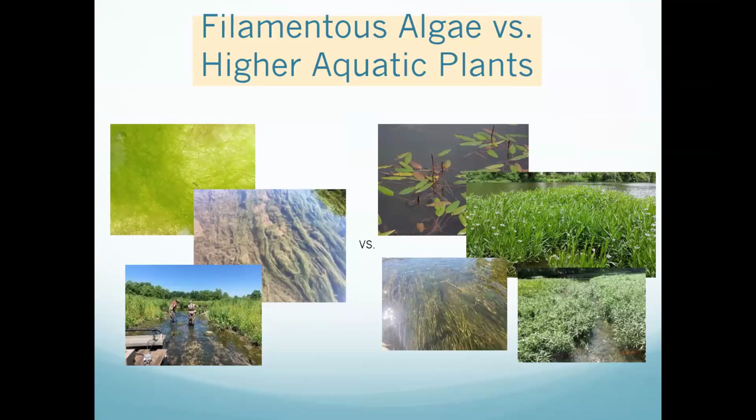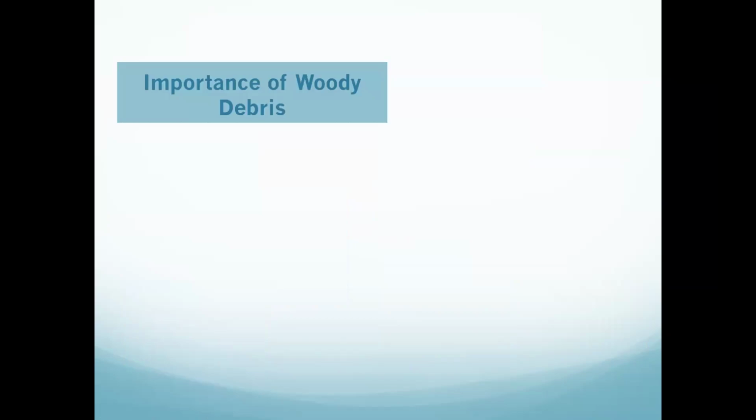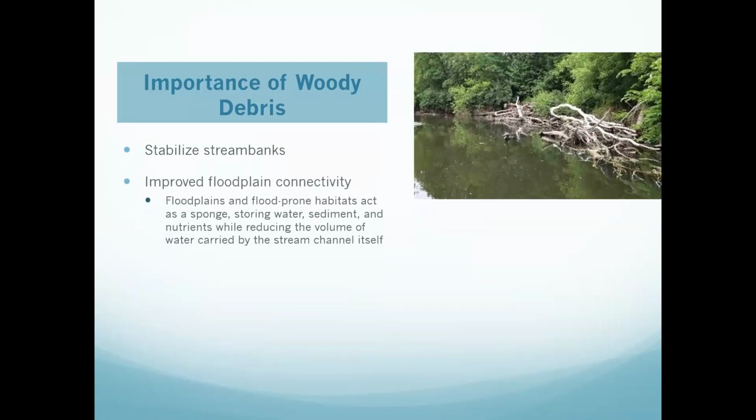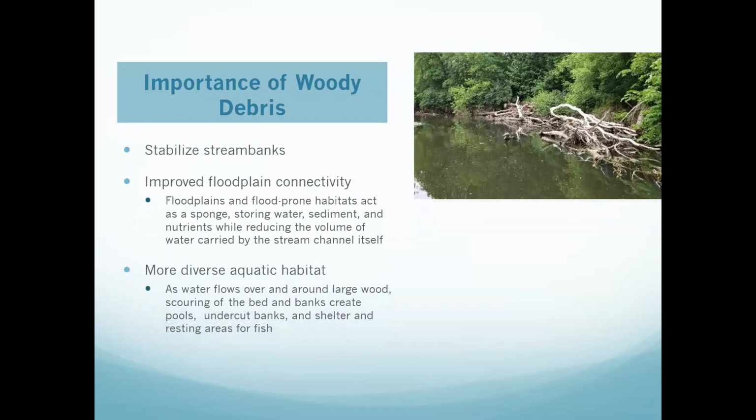To distinguish filamentous algae versus aquatic plants, here's a few pictures. So we see the really fine, like just kind of mats of algae versus these leaved plants. We have some pondweed and water willow. So we don't give points for algae, but we do for aquatic plants. And then woody debris is a really important characteristic. It stabilizes stream banks, indicates that there's improved floodplain connectivity, and then provides a more diverse aquatic habitat.